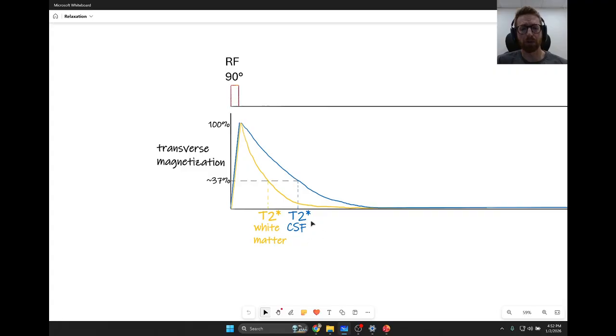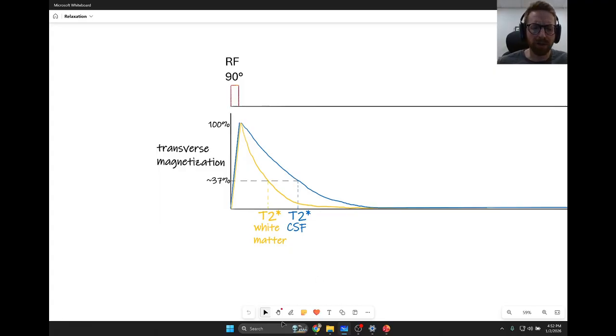We'll notice that the cerebrospinal fluid has a longer T2 star. It holds on to its transverse magnetization longer. And the reason is because, well, fluids tend to have longer T2 star values than solid tissues. That's the intuition I want to build. So it should make sense that cerebrospinal fluid, which is a fluid, is going to have a longer T2 star than white matter, which is more solid.